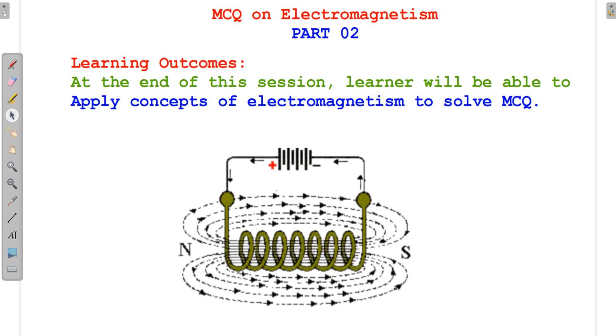This is part 2. Earlier I uploaded part 1. Please watch the part 1 video also for better clarification. In this video we are going to discuss some MCQs. So what is the learning outcome of this session? At the end of this session, the learner will be able to apply the concept of electromagnetism to solve the MCQs.